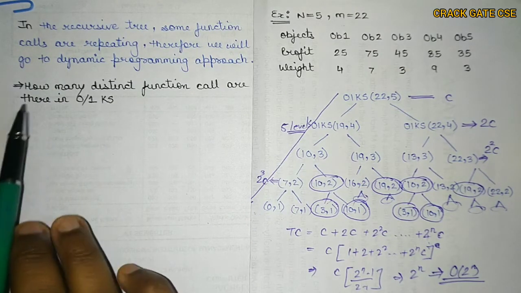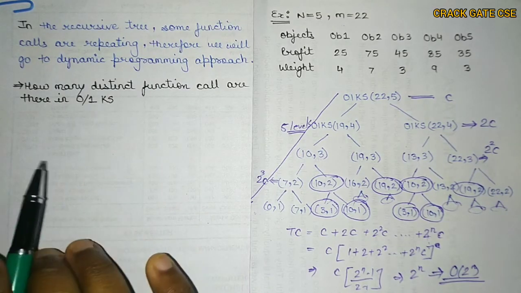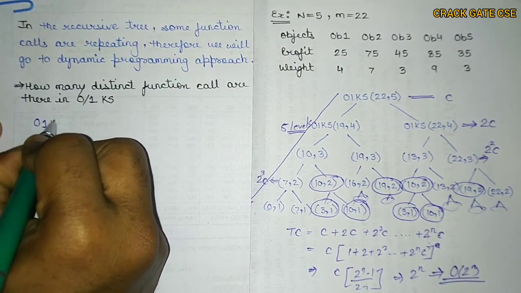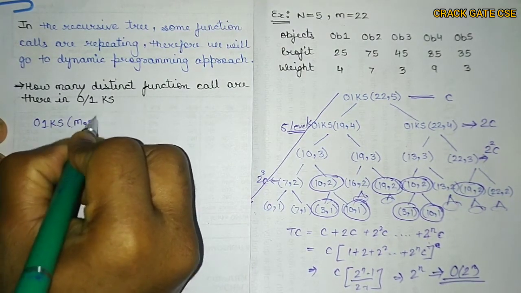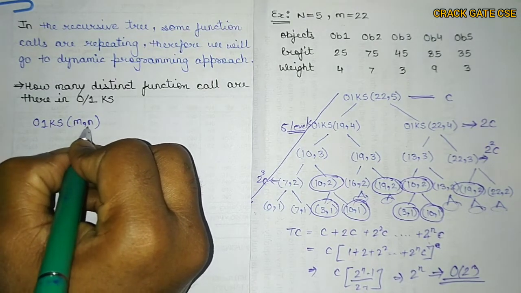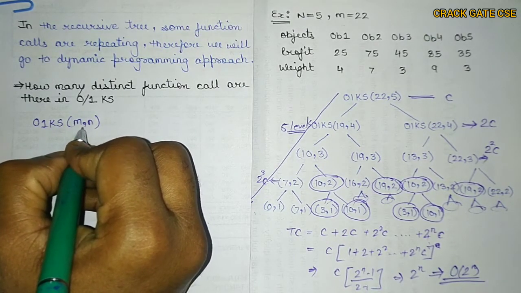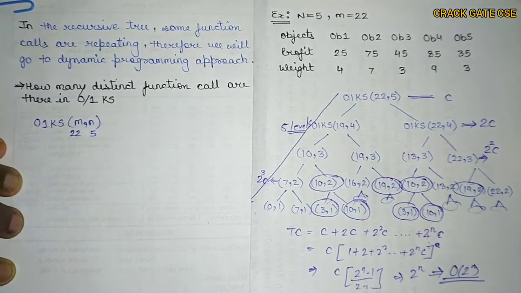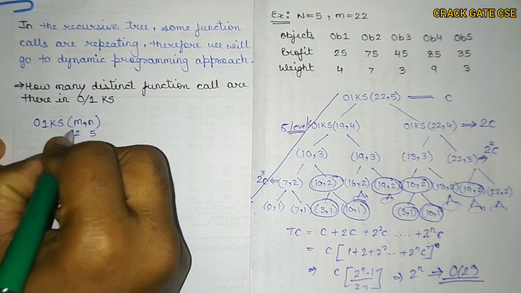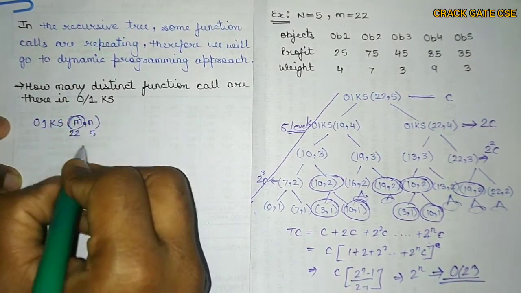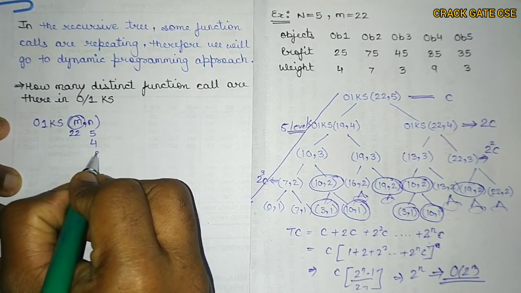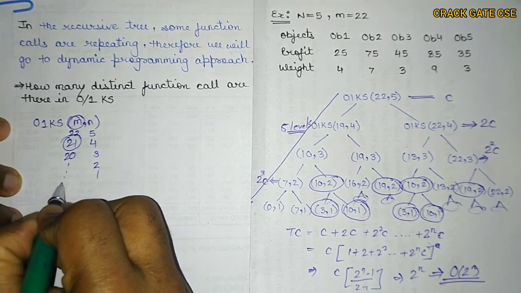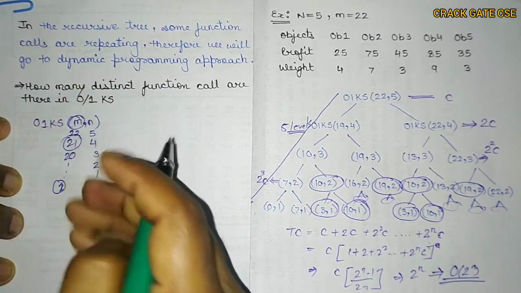Now the question arises: how many distinct function calls are possible in 0/1 knapsack? So if there are m comma n elements, that means the capacity is m and n is the number of objects. Let's talk about this example only, where the capacity is 22 and n is 25. We have to check for this particular m all the possible values of n. Similarly for 21, similarly for 20, and so on up to 1. That means for m values I have to check n times.